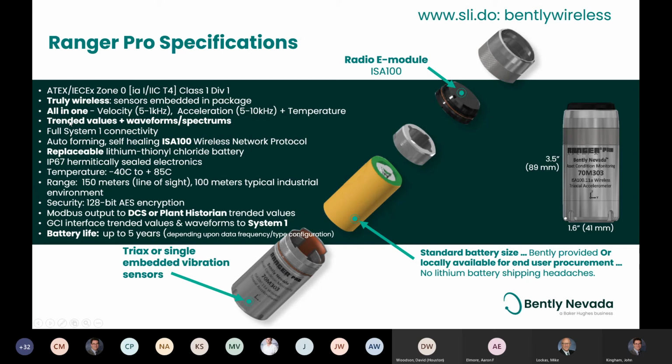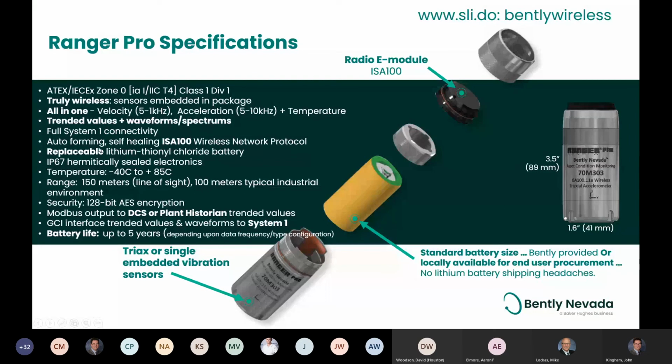So you get the trended values, which are going to be overalls for acceleration and velocity, and the temperatures. And then you also get waveforms and spectrums. I'm separating those two because you'll see on the next two slides that the trended values, the static values, are available from the gateway directly through Modbus. So they can go directly to your DCS. You don't technically need System 1 to use this system. To get the best bang for the buck, you do need System 1 because that's where you can look at spectrums and waveforms. So it does have full System 1 connectivity.